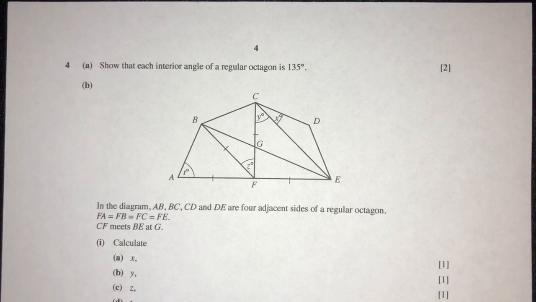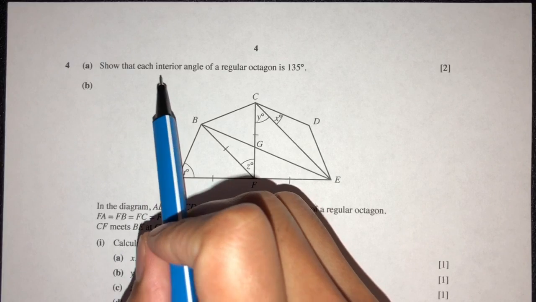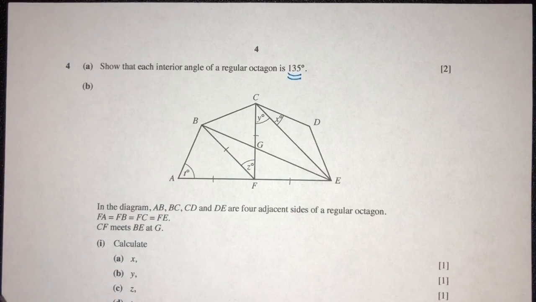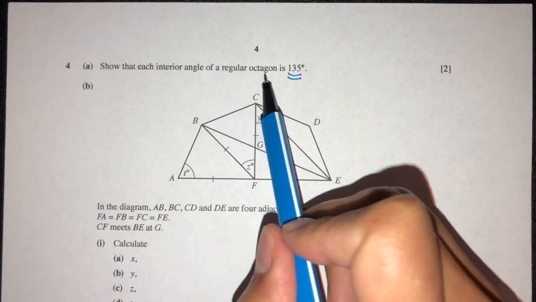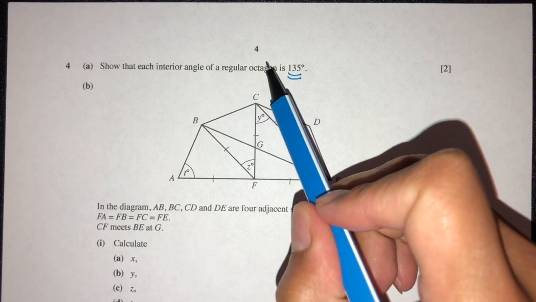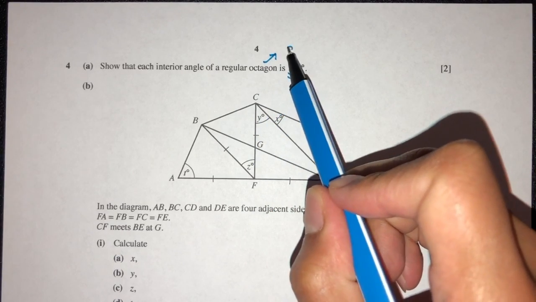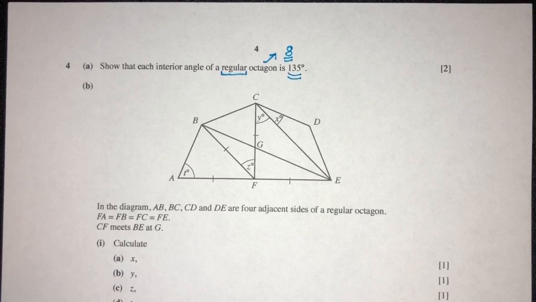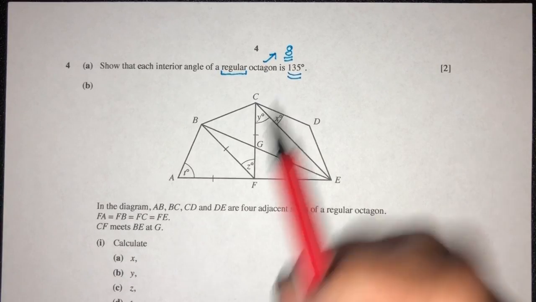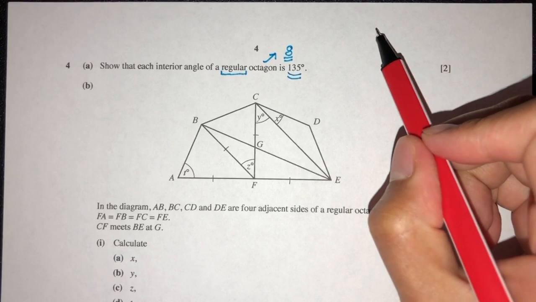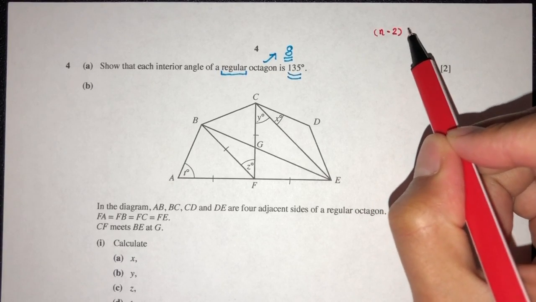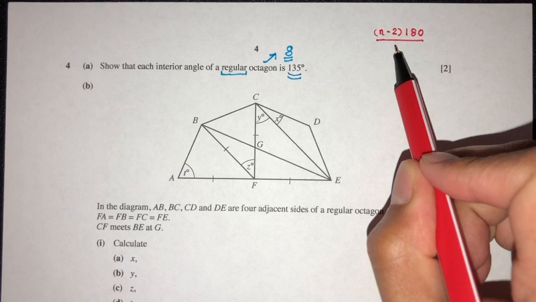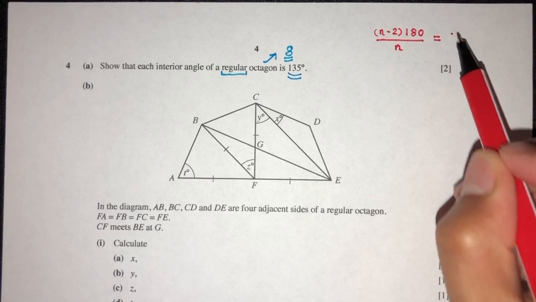Now let's move on to question number 4. Part A, we have to show that each interior angle of a regular octagon is 135 degrees. Something we have to know here is what it means to be regular and what kind of shape this is. The octagon has 8 sides, and regular means all the sides are equal, which means all the angles will be equal as well. To find the value of the angle, we need the formula: the number of sides n minus 2, times 180, gives you the sum of all the interior angles. Then dividing by the number of sides gives you one interior angle.